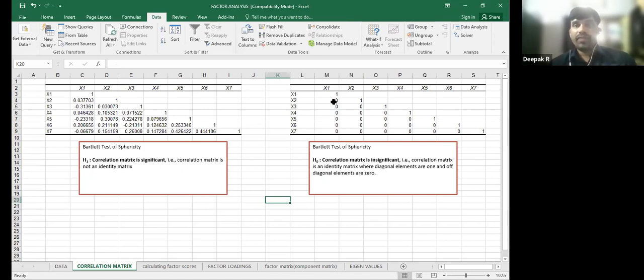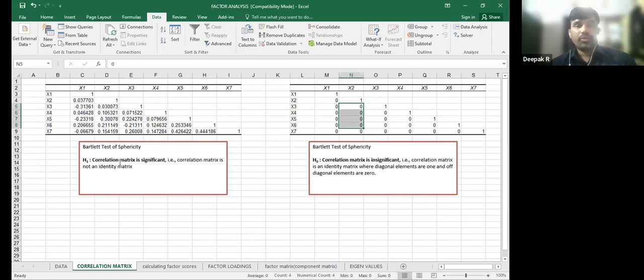Okay, so if it is an identity matrix, that means all the diagonal values are 1, and the off-diagonal values are all 0. So if it is an identity matrix, it is not possible for us to go ahead with the factor analysis. That is the first thing that we should be able to understand.